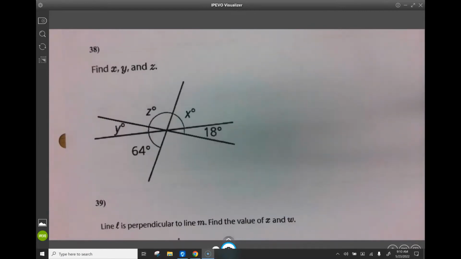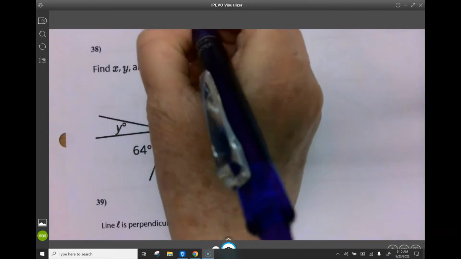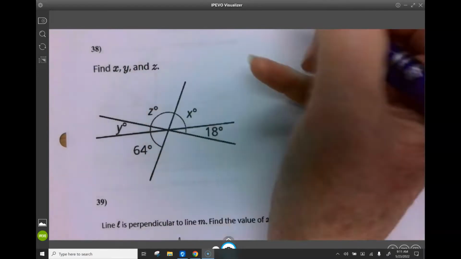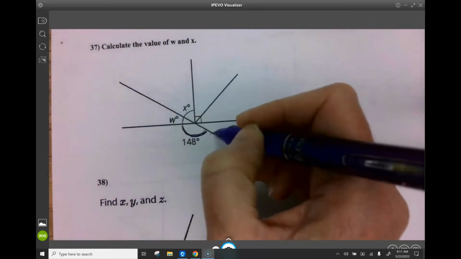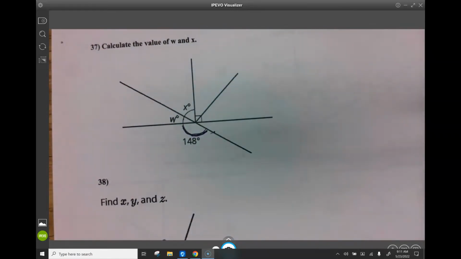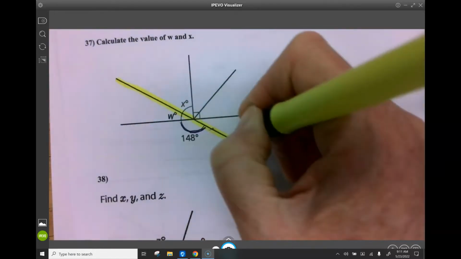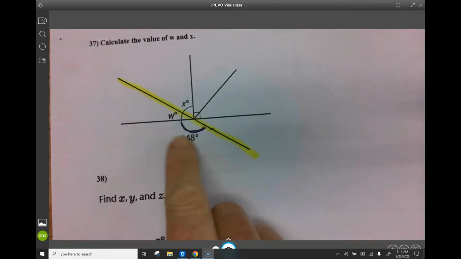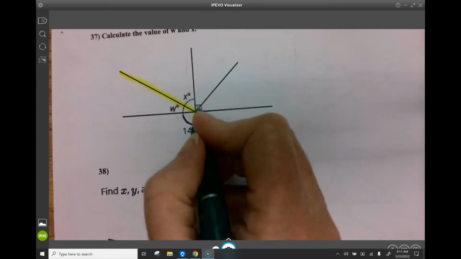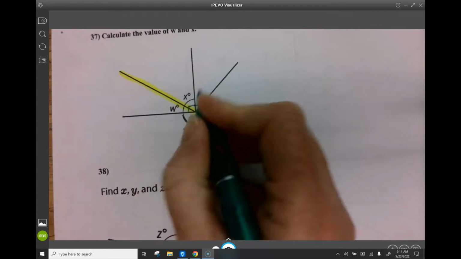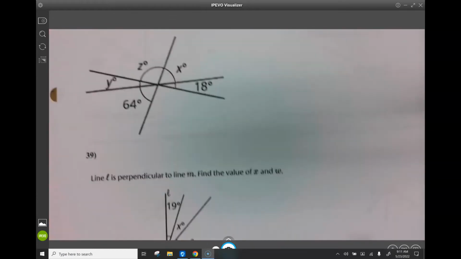Now we get into a little more complicated. We have to remember this, and they mark this poorly, this right here is 148. So can I find W? This is 148, but look at them. They're on that line. See that line right there? They're on a straight angle, so this has to add to 180. So find W. And then this tells you it's a right angle, so therefore this is also a right angle. Right angles are 90 degrees, those add to 90. So find W, then find X.